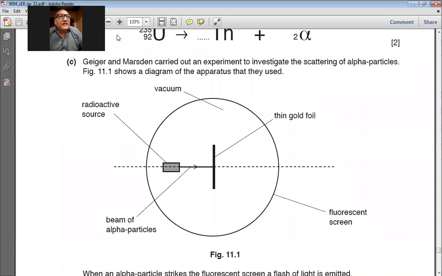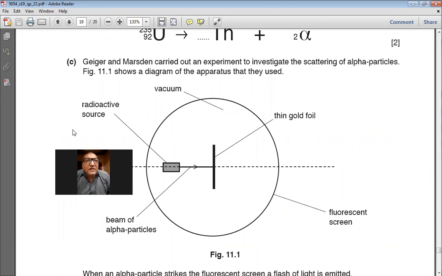He says that Geiger and Marsden carried out an experiment to investigate the scattering of alpha particles. Figure 11.1 shows a diagram of the apparatus that they used. Here we have the radioactive source. Here we have a beam of alpha particles coming out. Here we have a very thin gold foil. We have vacuum, and there is a fluorescent screen. Wherever the alpha particles, after passing through the gold foil, strike, there the screen will glow.